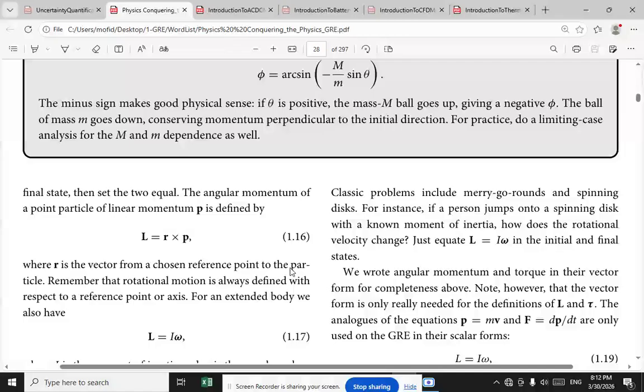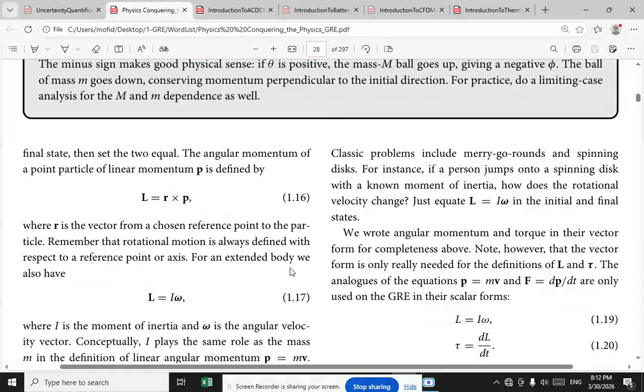For instance, if a person jumps onto a spinning disc with a known moment of inertia, how does the rotational velocity change? Just equate L equals I omega in the initial and final states. We wrote angular momentum and torque in their vector form for completeness above. Note, however, that the vector form is only really needed for the definitions of L and the torque.